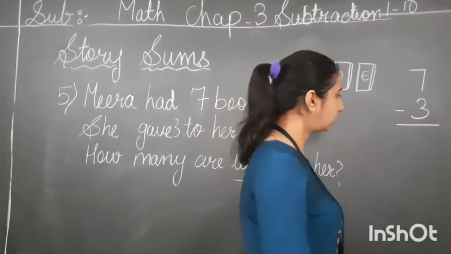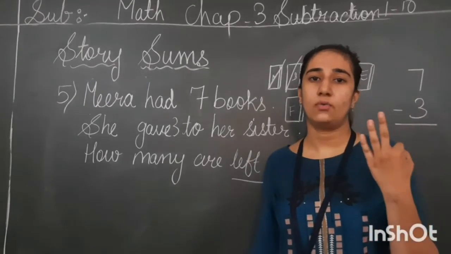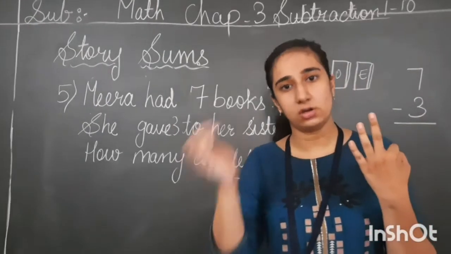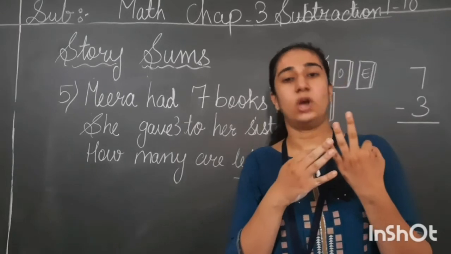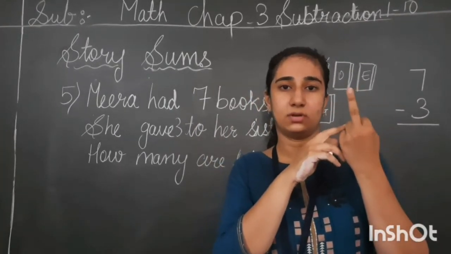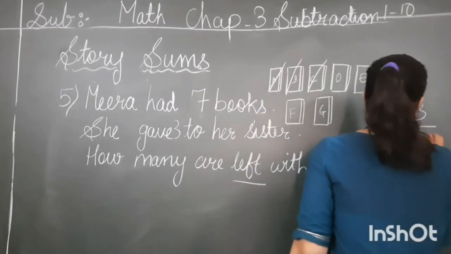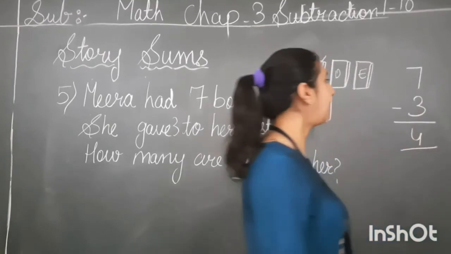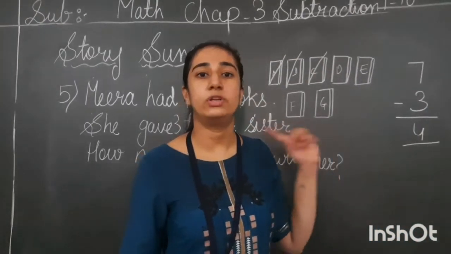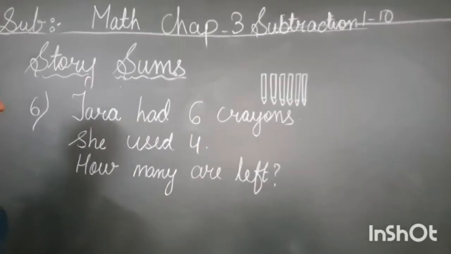7 minus 3. Keep 7 in your mind. Show 3 in your fingers. Count before 7. What comes before 7? 6, 5, 4. So 4 is the answer. 4 books left with her. With whom? With Meera.